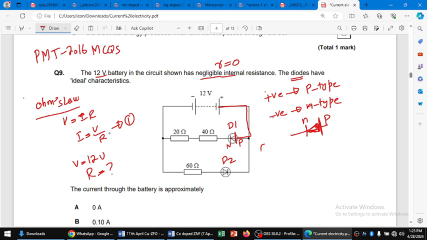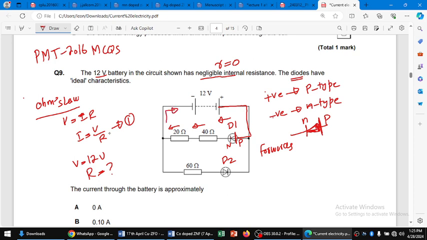What does forward bias mean? The current flows through this diode D1, and it goes through the 40 and then the 20 ohm resistance, and goes back to the battery.